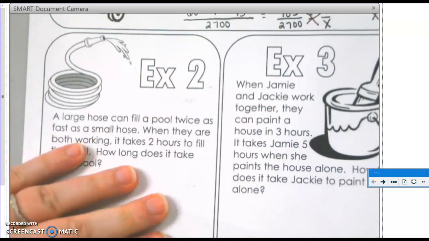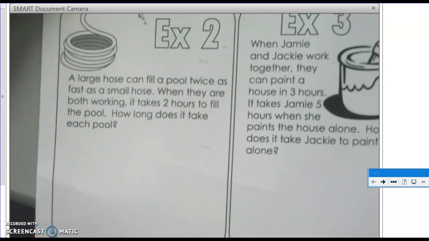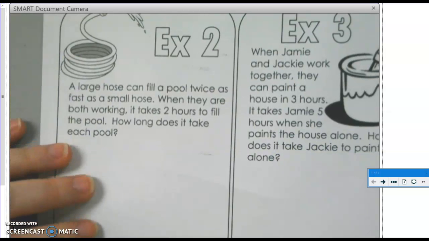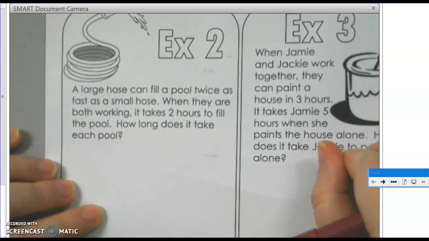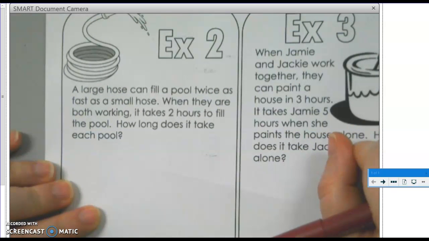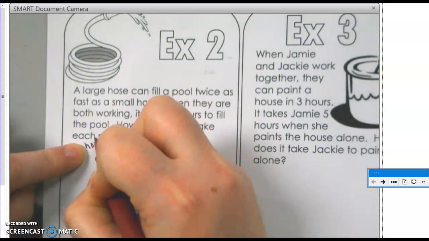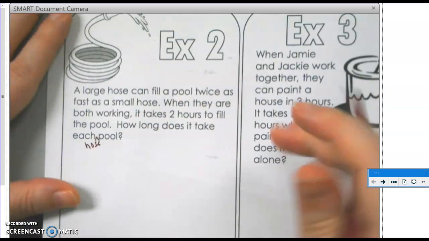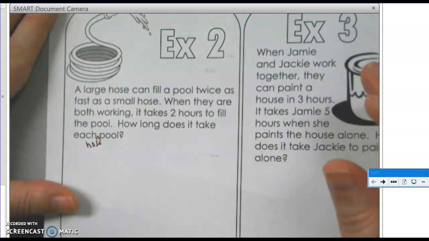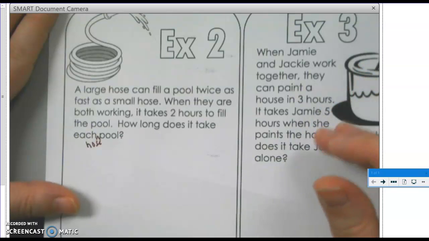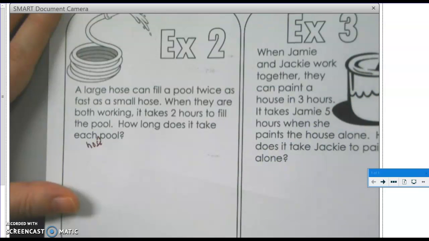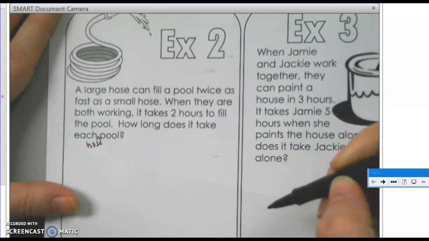All right, example 2. A large hose can fill a pool twice as fast as a small hose. When they are both working, it takes 2 hours to fill a pool. How long does it take each hose to fill the pool? So questions like this where you have not an exact amount of time, but one is moving either twice as fast or twice as slow as the other can be a little bit misleading, especially since we're working in terms of time.